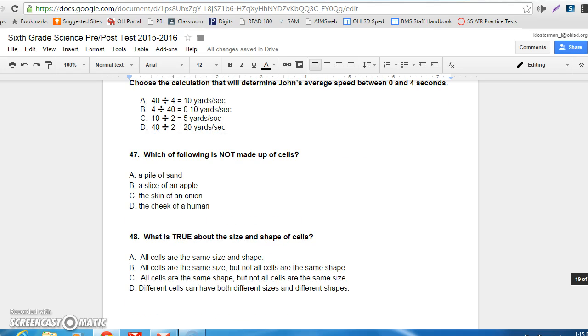Number 47. Which of the following is not made up of cells? A. A pile of sand, B. A slice of an apple, C. The skin of an onion, D. The cheek of a human.